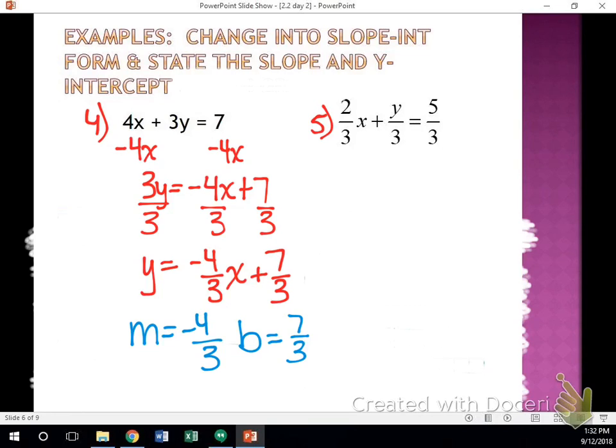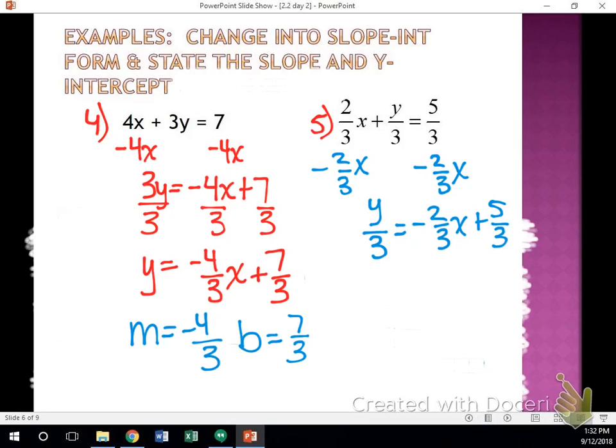Number 5, we're trying to get y by itself. Okay, so I'm going to have to subtract this whole x term. So subtract 2/3 x from both sides. That leaves me with y over 3 equals negative 2/3 x plus 5/3. Notice that I put the x term in front of the constant term, but I kept the constant term positive while the 2/3 stayed negative because I was subtracting it.